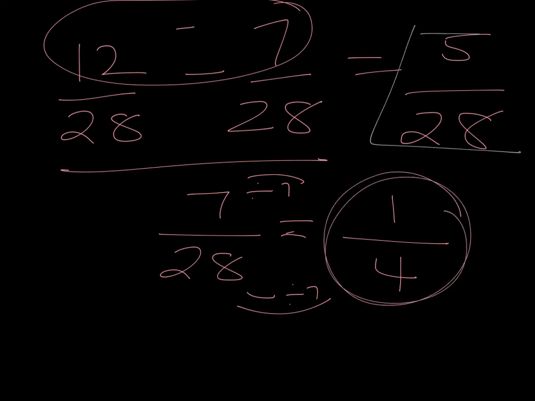Now our actual answer is 5/28. And there's nothing that can go into 5 that can also go into 28, because if we remember our divisibility rules, whatever can be divided by 5 has to end in a 0 or 5, and 28 ends in an 8. So we know that's already in lowest terms.